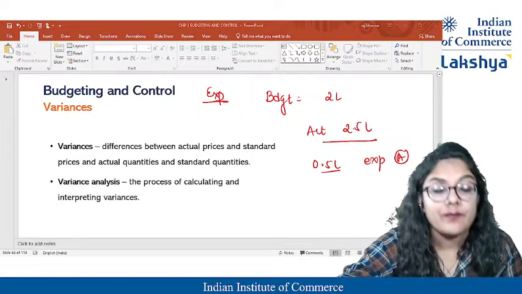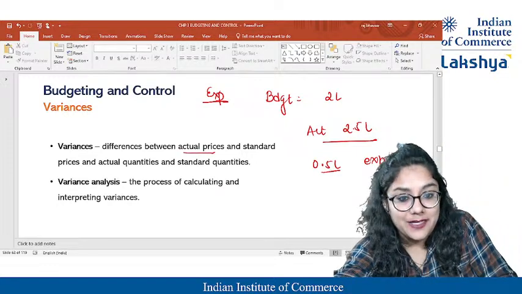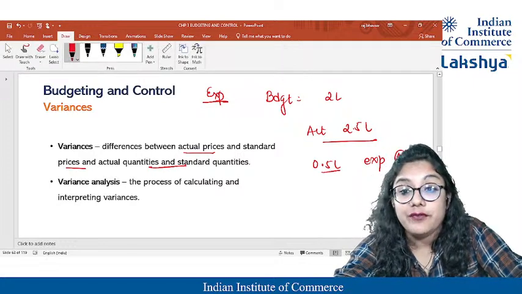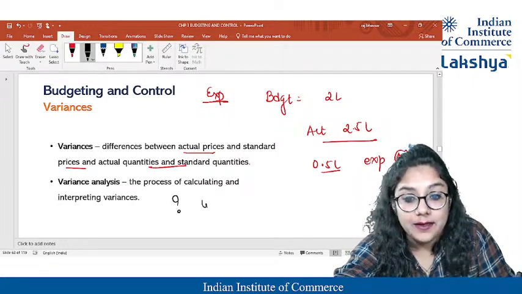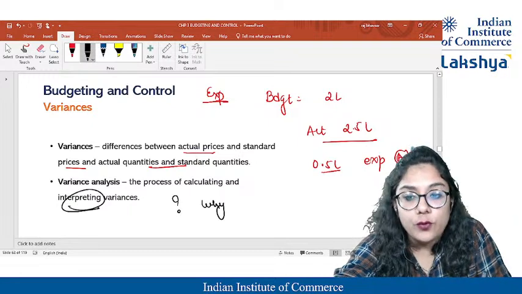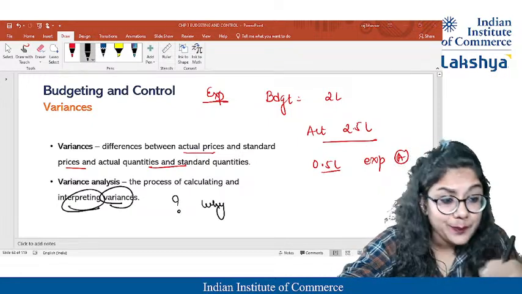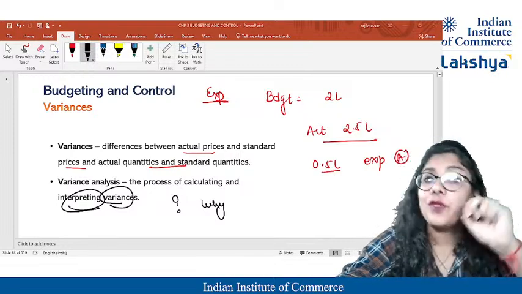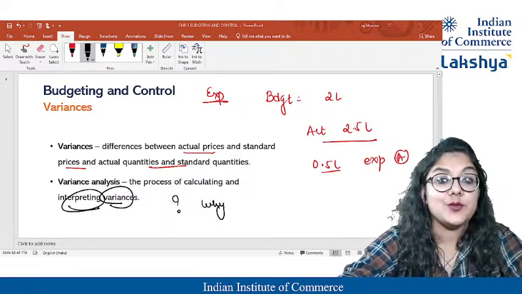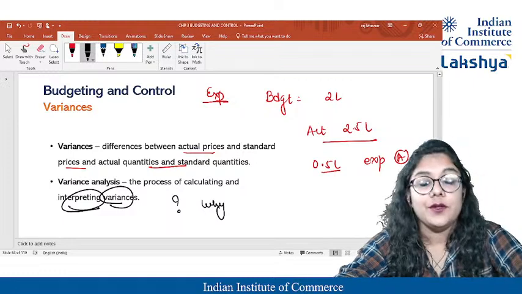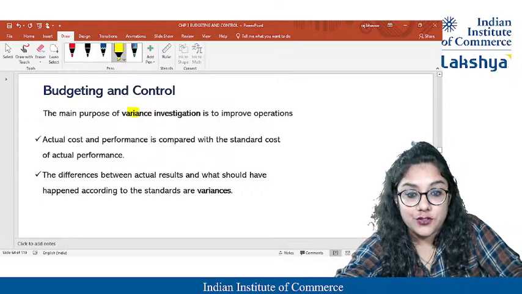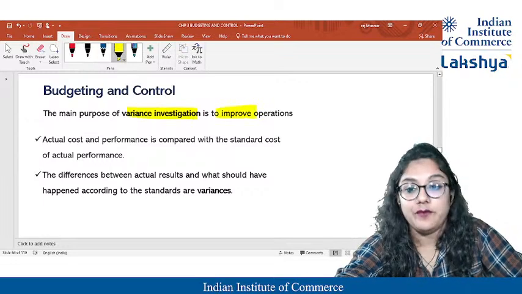But just comparing the actual and the standard prices and quantity isn't enough. You have to find out why. Who is going to be responsible? I need to interpret the variances. If there is a change, then why is there a change? Who is responsible? Who needs to be penalized? For that, we need to do the variance investigation also, to improve the performances.